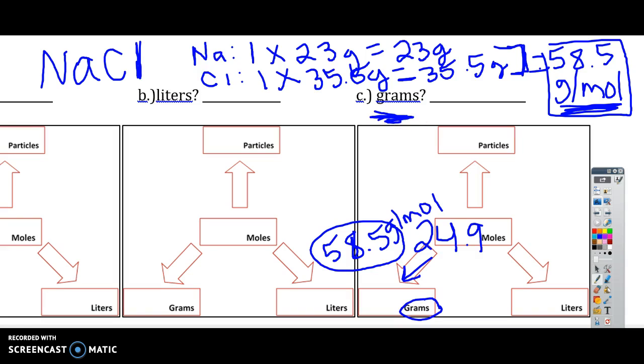Our answer for grams is 24.9 moles multiplied by the molar mass, which is 58.5. You multiply those, because we're going with the arrow, and you should get a big number. For our answer here, we get 1,456.65, which I round to 1,456.7. That's our answer in grams.